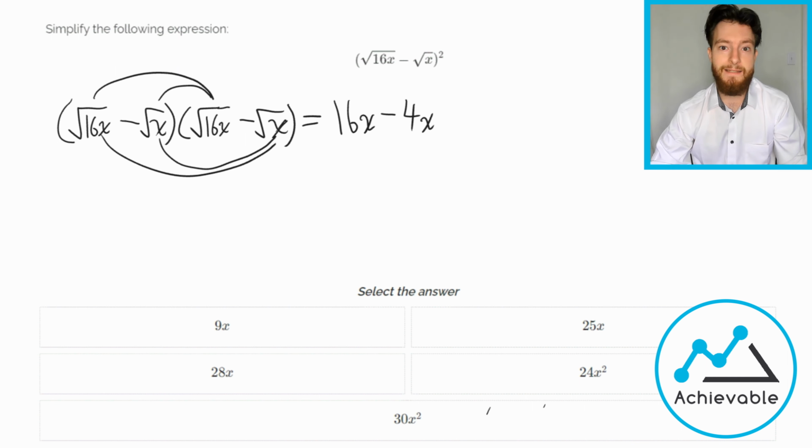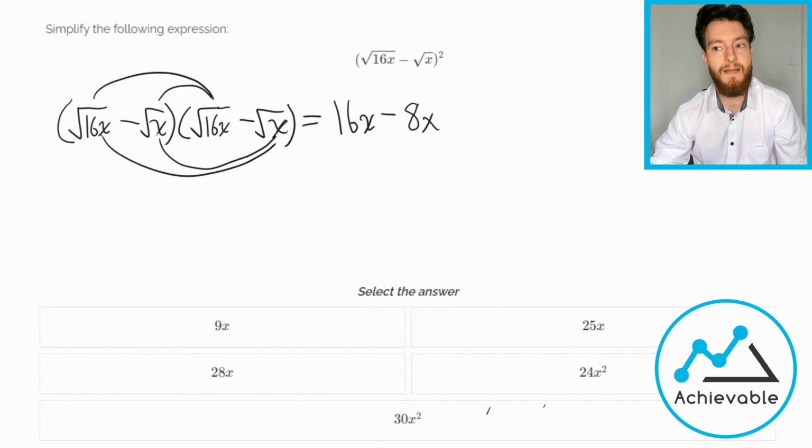Now, inside is actually the same as outside. The square root of 16x times negative the square root of x again. And again, that would be negative 4x. So the inside and the outside combine to negative 8x. So we start off with 16x, negative 8x.